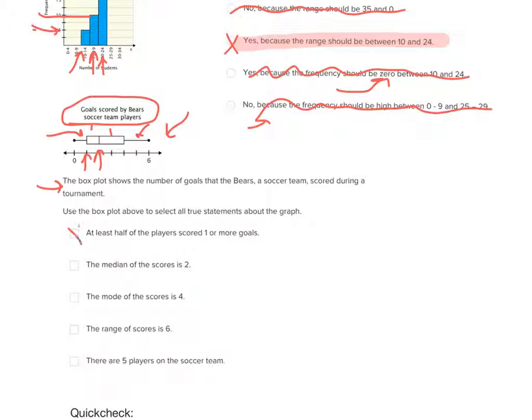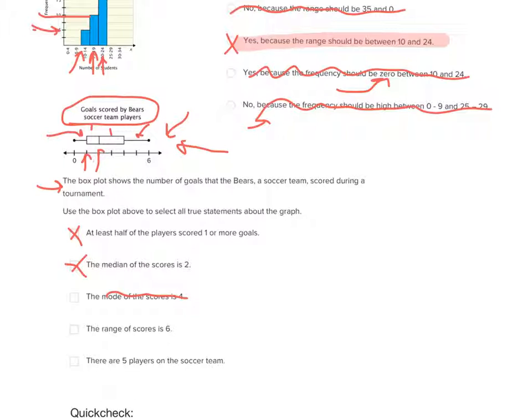Okay, so true. The median of the scores is 2. 1, 2, yes, the median of the scores is 2 because that's the middle value right there. True. The mode of the scores is 4. We have no idea what the most common one is. It doesn't list all of the different numbers of goals, so we don't know that. That's the thing about a box plot, it doesn't show all of the individual values. It just shows where each 4th of them lands.